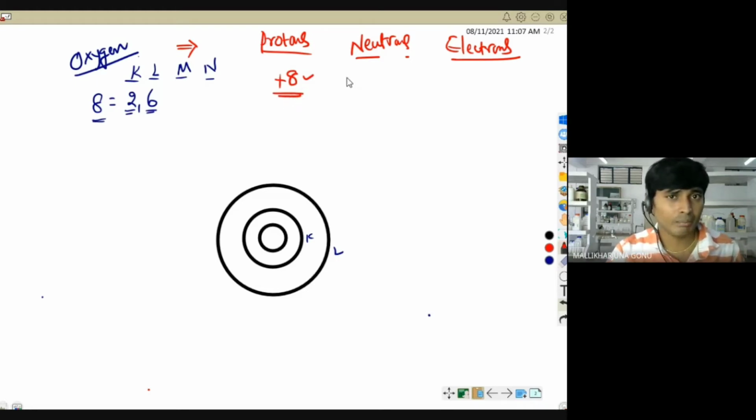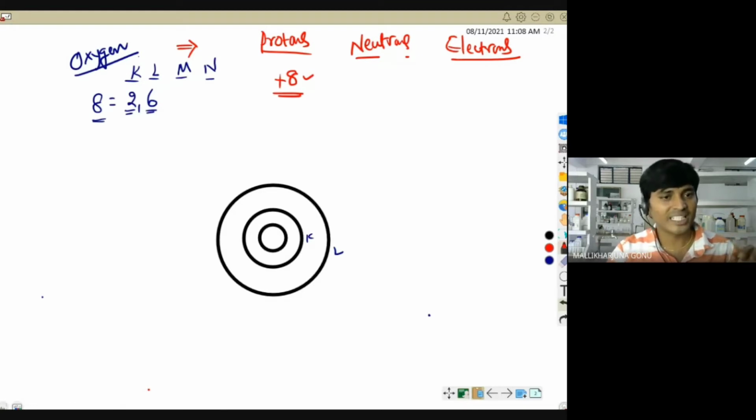So neutrons, basically in general from 1 to 20, the number of protons on average will be equal to the number of neutrons. To be precise, for even atomic numbers they will be the same. For odd numbers, one extra neutron will be there. That is applicable only from 1 to 20. Some exception cases are also there.